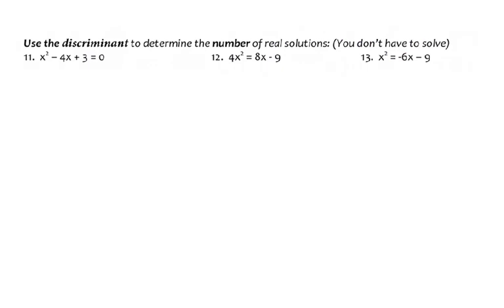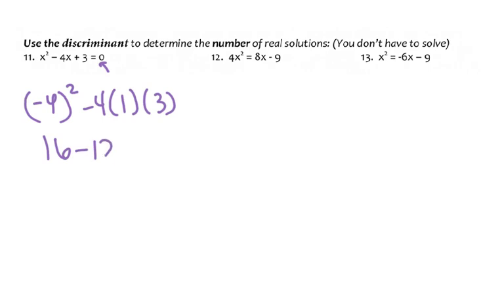So if we were to ask, just tell me how many real solutions you have, I'm saying you don't need to solve these. Don't tell me what the solutions are. Just tell me how many real you're going to have. Are you going to have 1 real, 2 reals, or no reals? So all I have to do is use my discriminant. So first of all, make sure that that's a 0, and you're going to do b squared minus 4ac. So that's 16 minus 12. So that's 4. Because that's greater than 0, I'm going to have 2 real solutions.